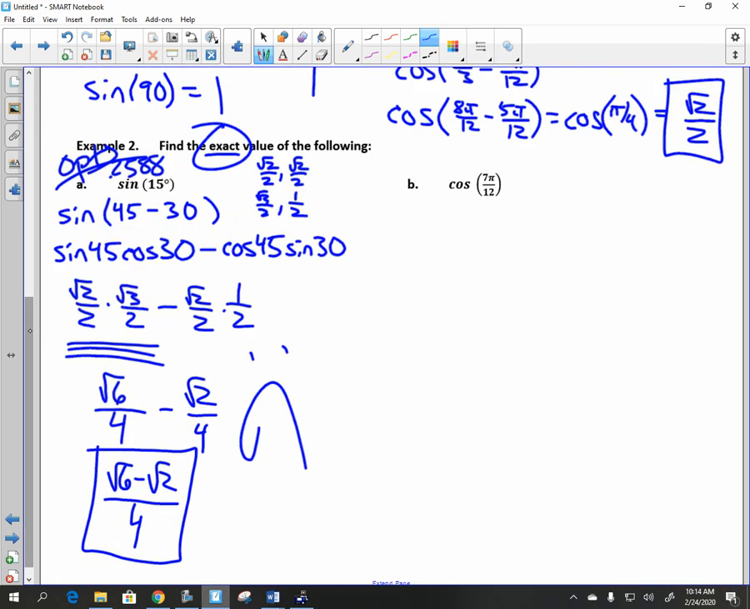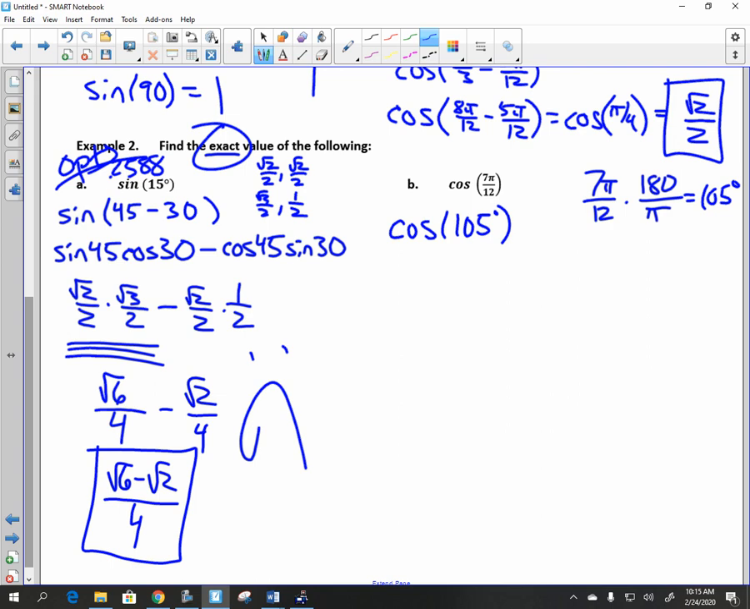Letter B. What's different? Cosine, what else? Fraction, it's in radians. I'm going to convert it to degrees. How do we convert 7 pi over 12 into degrees? Good. Times 180 over pi. Everybody knows that that comes out to be 105 degrees. Good job. So we have the cosine of 105 degrees.